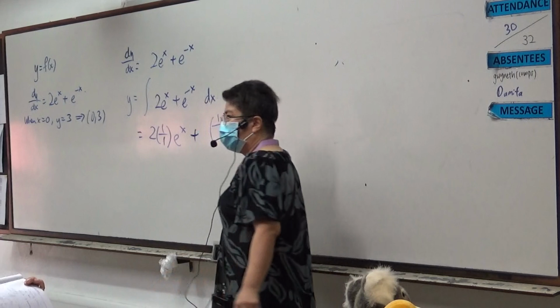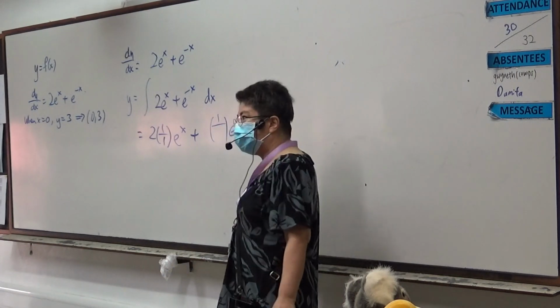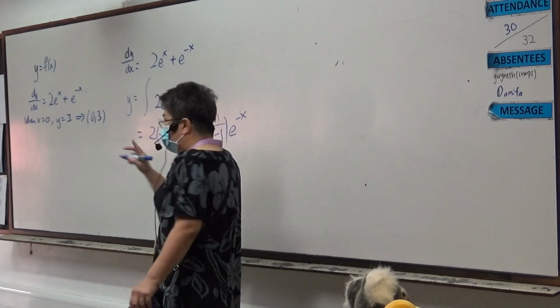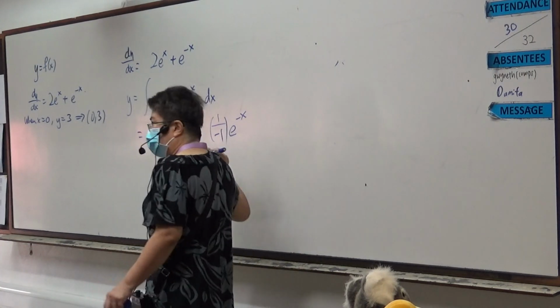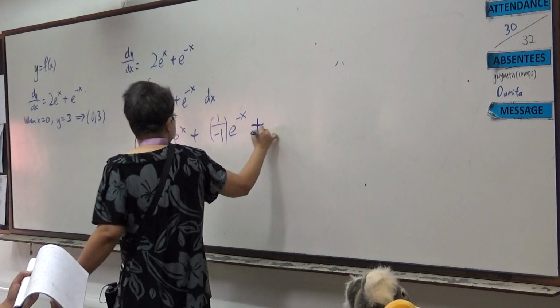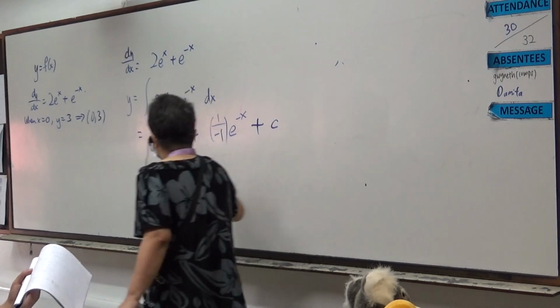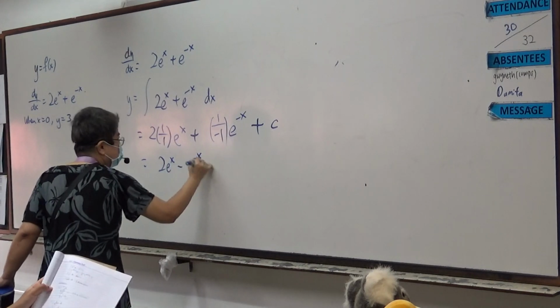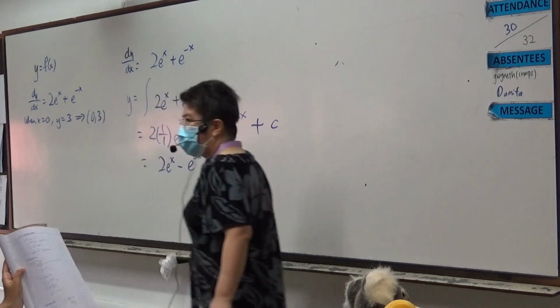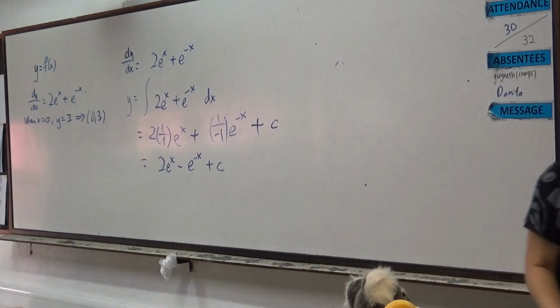1 over what? If I differentiate this, what is this? Negative 1, you know. So must be careful. That's why I always put a bracket down there. Then I plus what? C. So this will be 2e^x - e^(-x) + c. Alright? This is my integration.